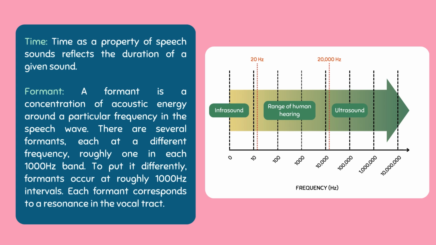And then the last property is formant. A formant is a concentration of acoustic energy around a particular frequency in the speech wave. There are several formants, each at a different frequency, roughly one in each 1,000 Hz band. To put it differently, formants occur at roughly 1,000 Hz intervals. Each formant corresponds to a resonance in the vocal tract.